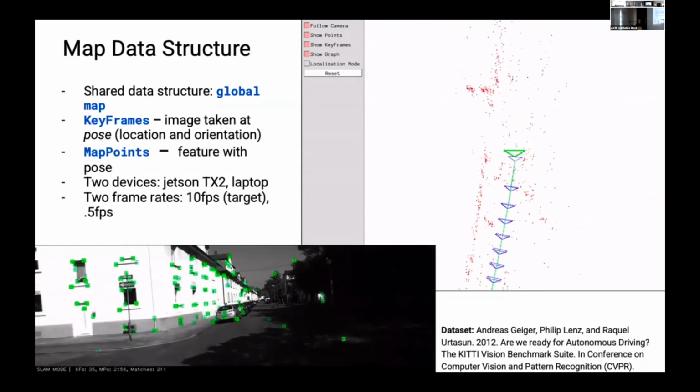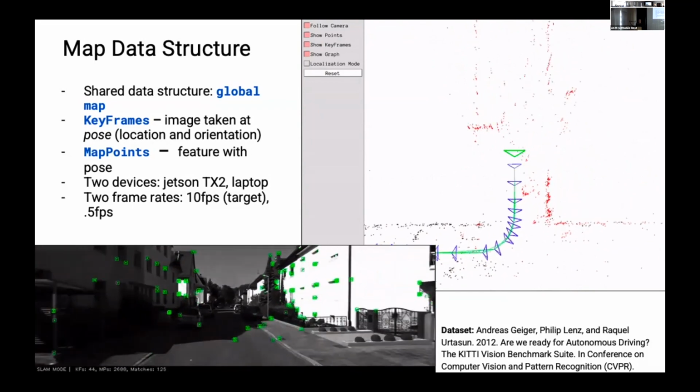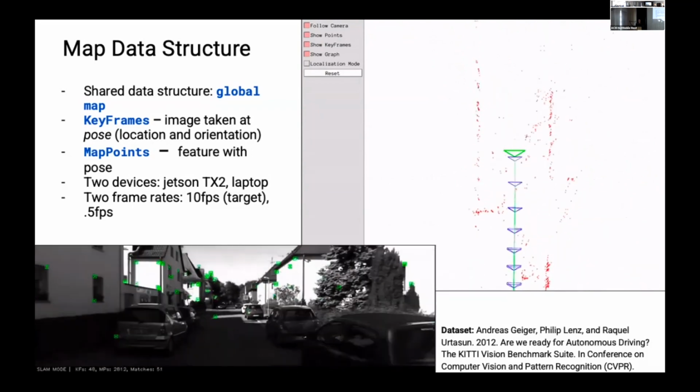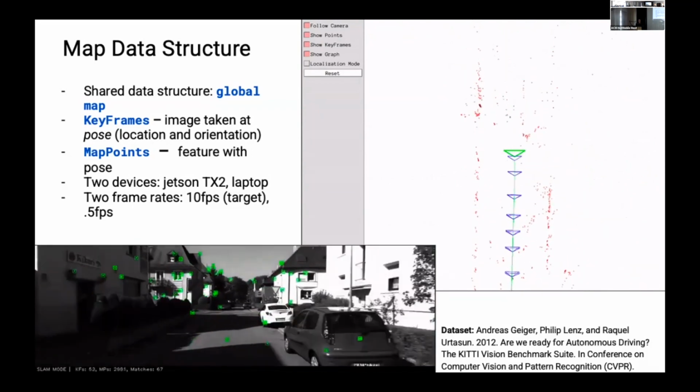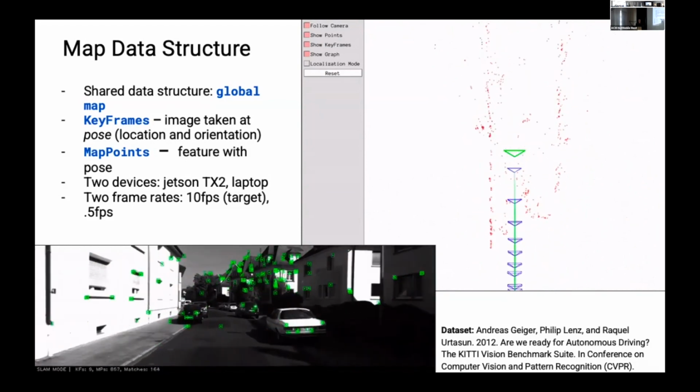The map is comprised of 2 main core components. The first one is a keyframe. This is an image taken at a pose. So that pose is a location and orientation. On the right, those keyframes are the blue triangles.